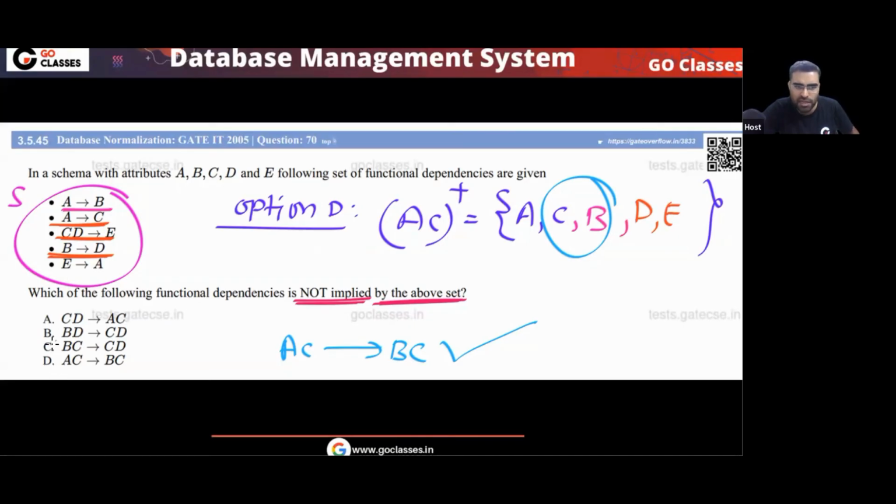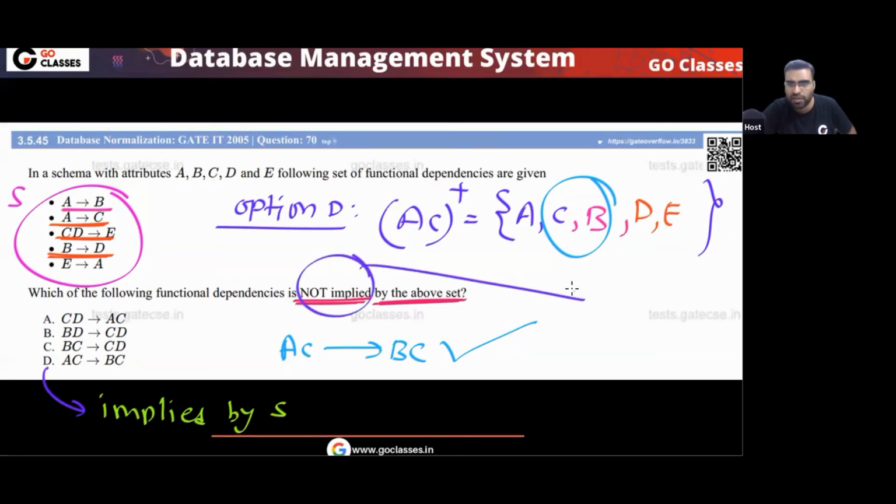So tell me, what is the final answer? Remember, this option is also implied by S. The question is asking what is not implied. So the answer will be option B. This is your answer. Very simple question.